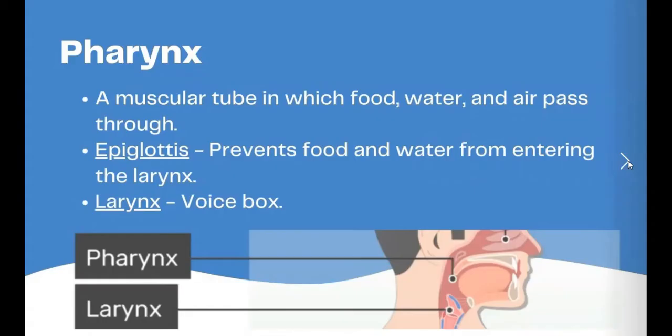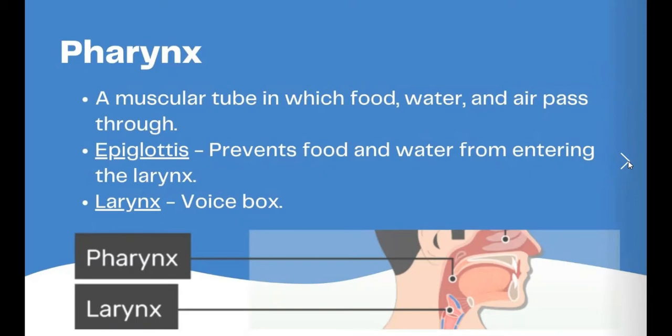Next is the pharynx. The warm and moistened air passes through the pharynx. The pharynx is a muscular tube through which food, water, and air pass. A flap of tissue called the epiglottis prevents food and water from entering the larynx. The larynx is commonly called the voice box. The human voice box has two vocal cords that vibrate when air passes by them.